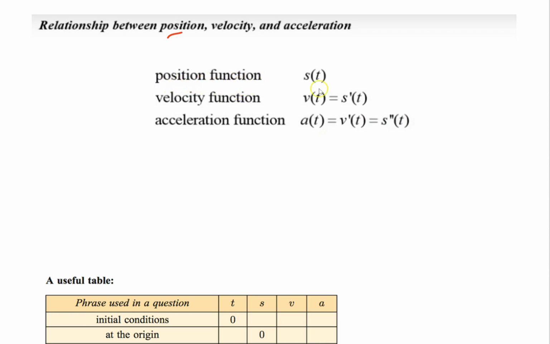So the position function is the original one. The velocity function is the first derivative. And like everything else, you have to understand what each tells you. Let's look at a sign chart for the position function. If you get a positive, that means you're right of the origin. If you get a negative, you're left of the origin. Position is where you're at.